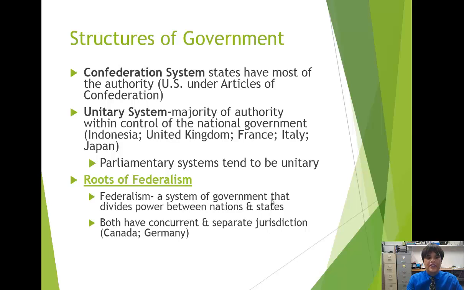Now, when you combine a confederation system with a unitary system, you get a system of federalism. And this is what we have here in the United States. We do have state governments, but we also have a national government. And a system of federalism, by definition, is just a system of government that divides power between nations and states. Both have concurrent and separate jurisdiction. And what that means is that you have a national government with a certain amount of power, and then you also have a state government that has a certain amount of power as well.